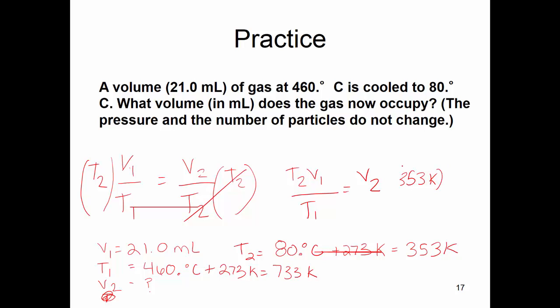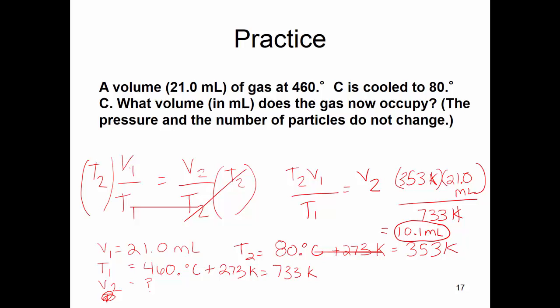Okay, times 21 milliliters. That's our V1. T1 is 733 Kelvins. Kelvins cancel, so 353 times 21.0 divided by 733 gives us 10.1 milliliters. Okay, and this makes sense because the volume is less.